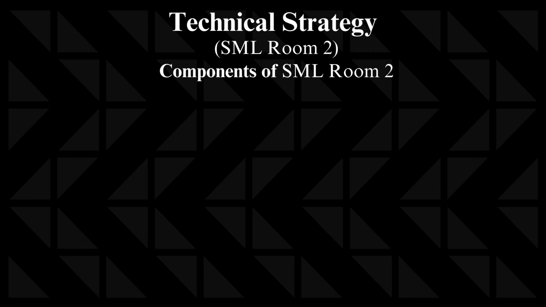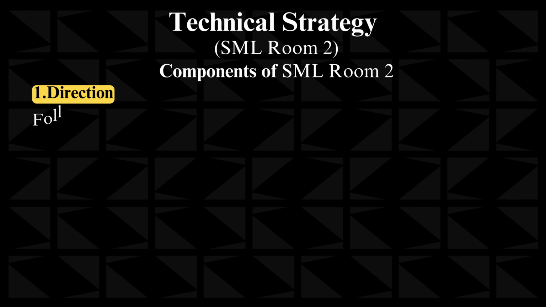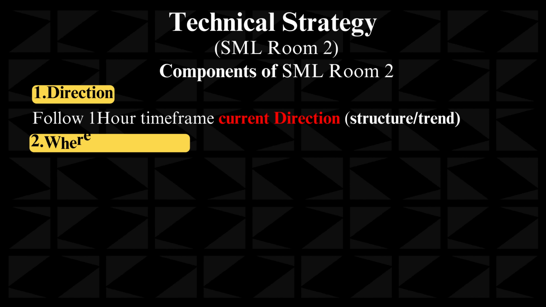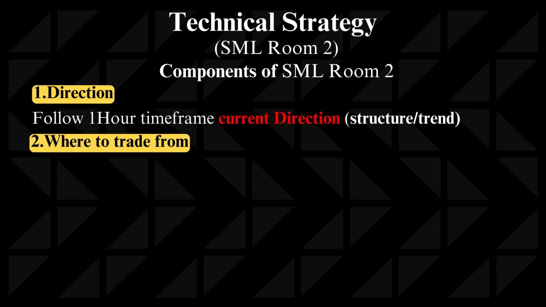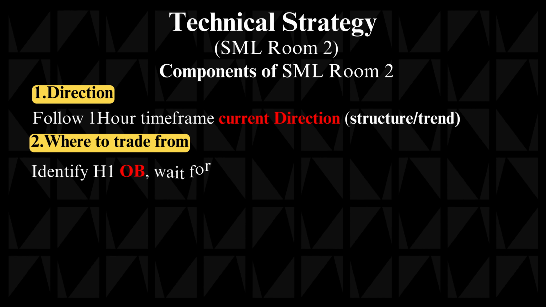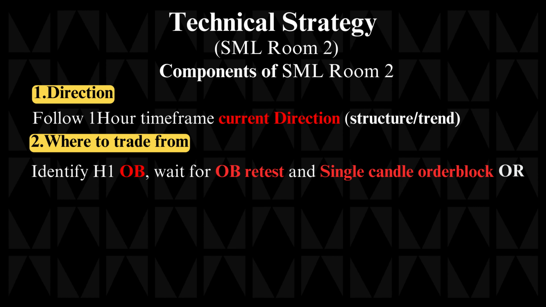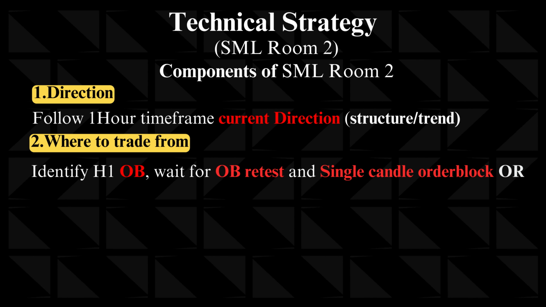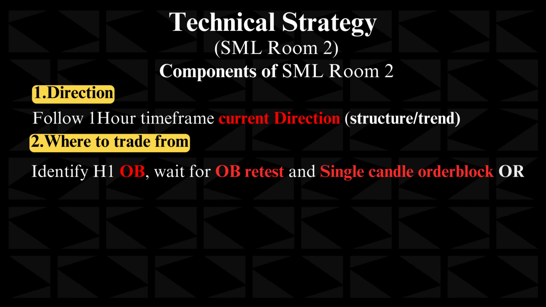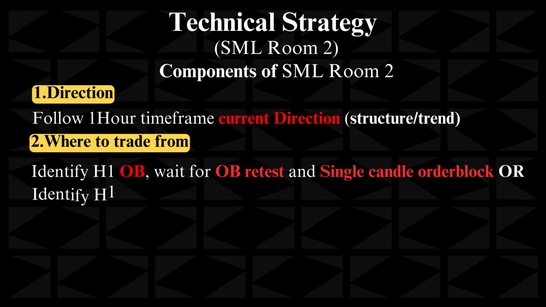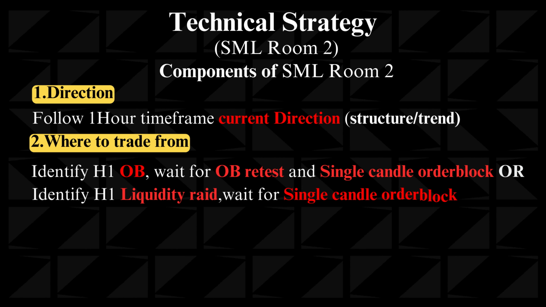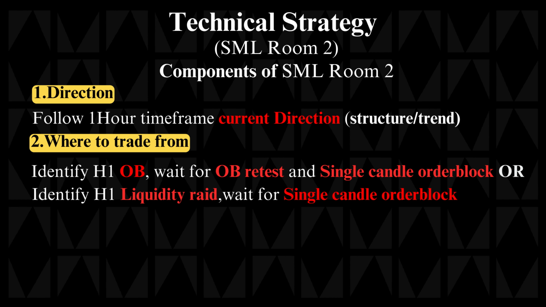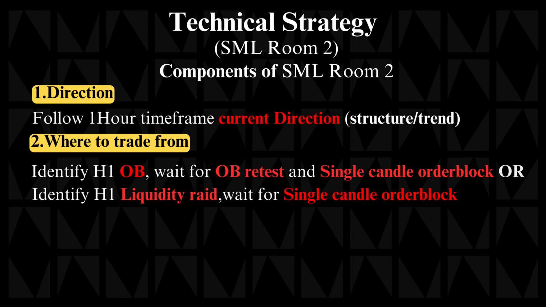Number one, direction. We will only follow the current direction on the H1 timeframe. Number two, where to trade from. There are two criteria here. One is identifying an H1 fresh, valid order block, waiting for a retest of that order block, and still waiting for a single candle order block candlestick pattern. Or identify an H1 liquidity sweep and wait for a single candle order block candlestick pattern. These are the two conditions that define where to trade from on the H1 timeframe.